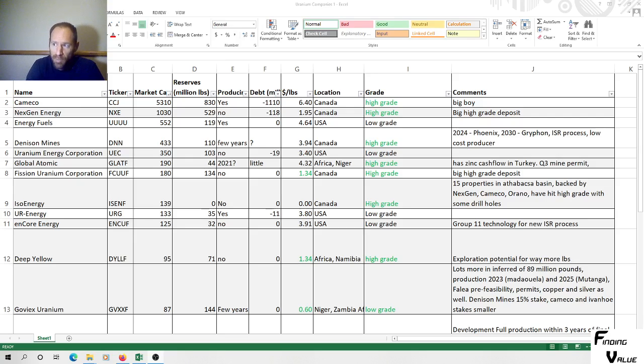What I did is I broke it down by the name in the left-hand column, the ticker symbol, the market, the current market cap, the reserves that it has, if they're producing or not, and the debt that they have. What you're paying is market cap divided by the reserves, which is your dollars per pound. Then whether it's high grade or low grade, and then the comments that I have in the right-hand section.